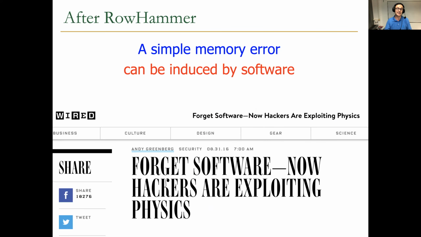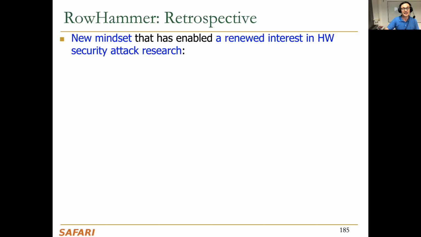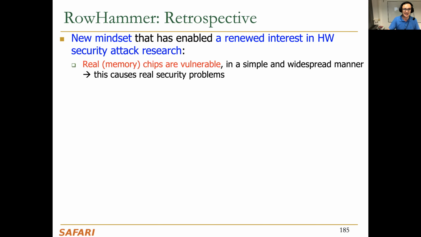You don't need to have physical access. You can just run software. And if the DRAM chips are vulnerable and you can induce these bit flips predictably, then it can take over the system. So basically, RowHammer created a new mindset that has enabled a renewed interest in hardware security attack research. Now, software people, security people became very, very interested in memory issues, let's say, because real memory chips are vulnerable in a simple and widespread manner, and this causes real security problems.